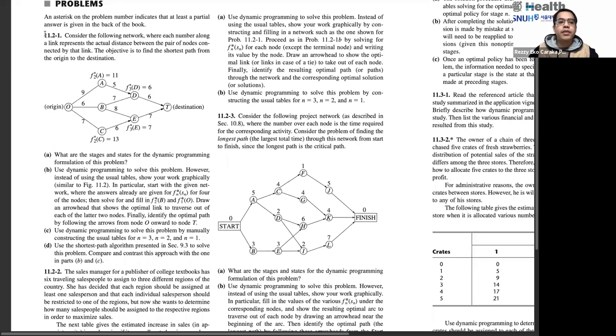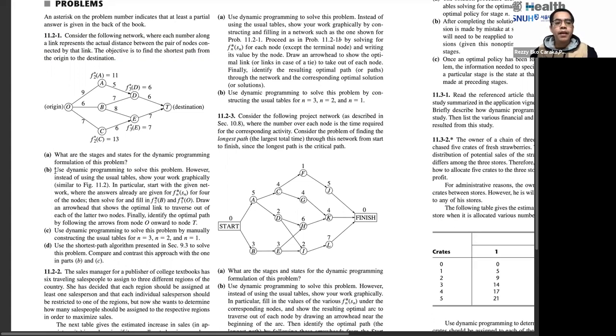For example, group one should finish this question. You can use dynamic programming. What are the states and steps for the programming formulation of this problem? Maybe you can set the steps, for example, O to A, B, and to E to T. If you think that is the shortest path, okay. If you think the shortest path is O to B to E to T, is it okay or not? You can find the answer.